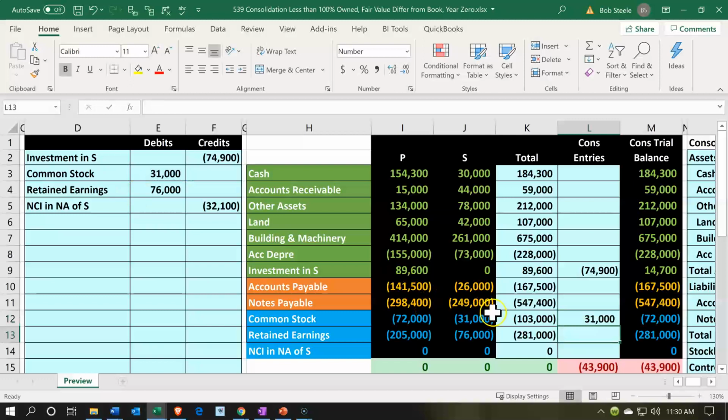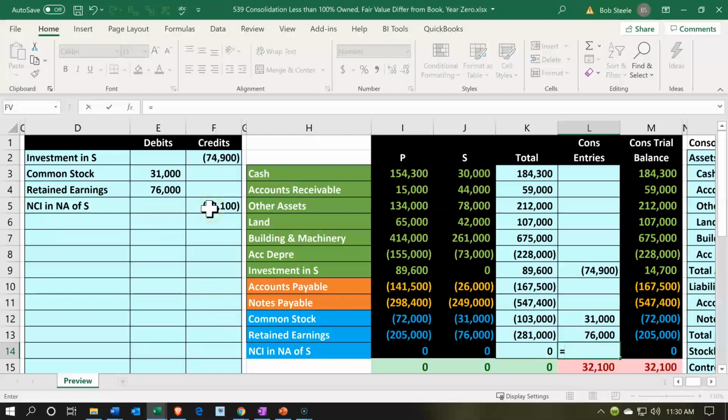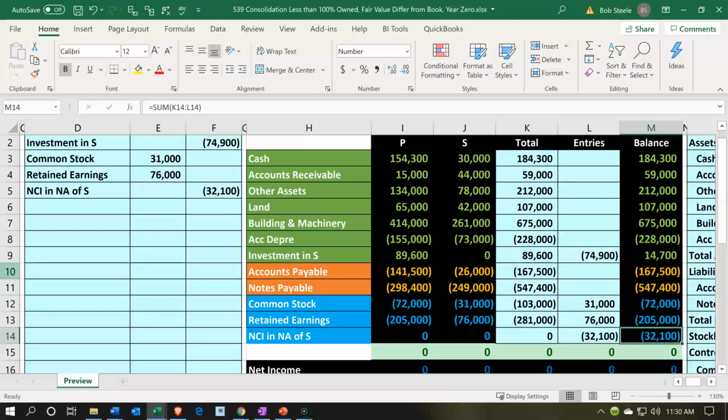So 72 plus 31 is the 103 minus the 31 brings us back to the 72, or P's portion, is left. Then we're going to go back to the next one, which is retained earnings, equals, picking up the retained earnings. So once again, we have P 205, S 76, total 281 minus S 76 gives us P 205. Then we're going to go to the non-controlling interest and say equals and scroll on up to the non-controlling interest. So get that out of the way so you can see it. And there we have the non-controlling interest there.